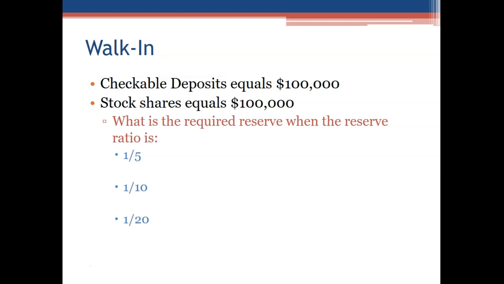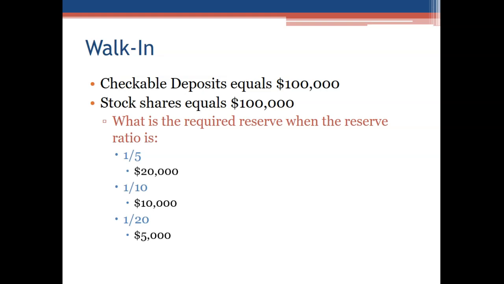Okay, so something to remember is required reserves are only based on liabilities, and stocks are part of the net worth, the equity, and that's outright owned by the bank. And so those shareholders can't come asking for their money back. That's not how that works. Checkable deposits, though, that is a liability because the owners of that checkable deposit can come and ask for it back. So for that reason, if we had a 1/5 or 20% reserve requirement, we'd have to keep $20,000 on hand because it's 20,000 of the 100,000, or 10,000, or 5,000.